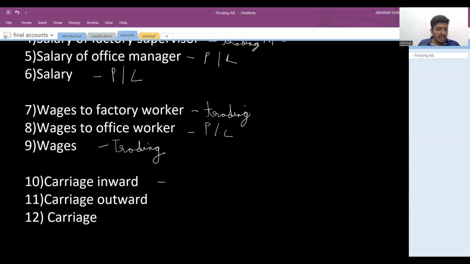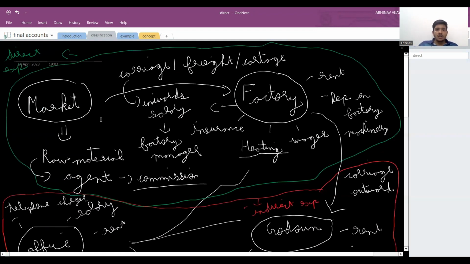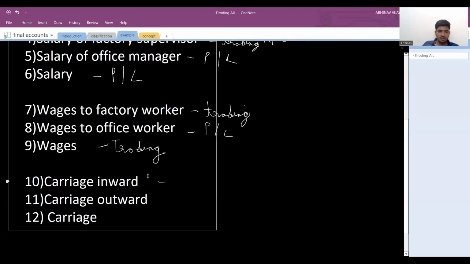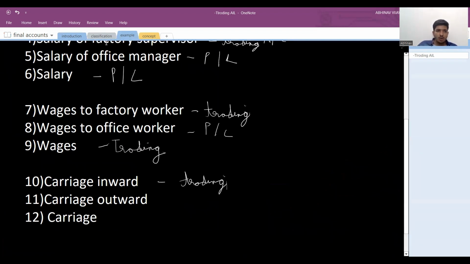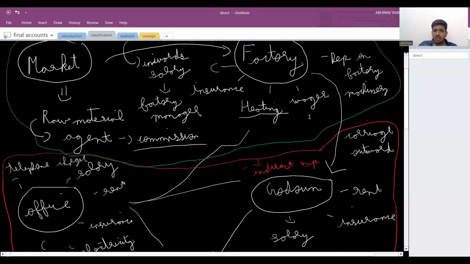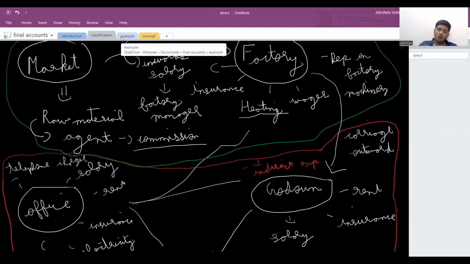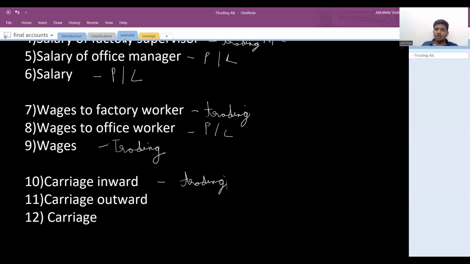Now, carriage inwards. Carriage inwards we read here. Transportation for coming into the factory is a normal direct expense. So it's trading. Now carriage outwards. From the factory going down, the movement is called carriage outwards. Since it's outside the factory, it goes outside the ambit of direct expense and goes into indirect expenses. So profit and loss account.